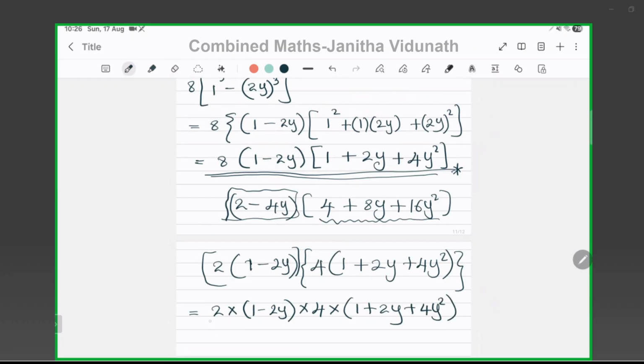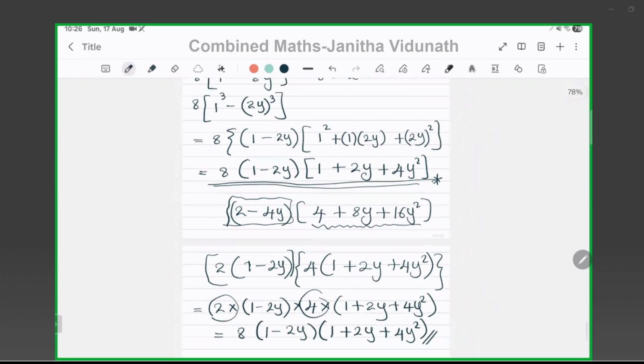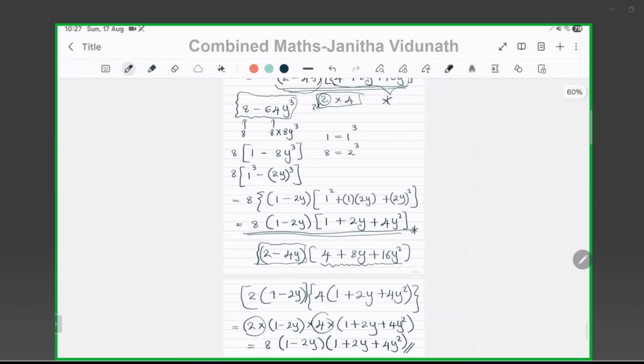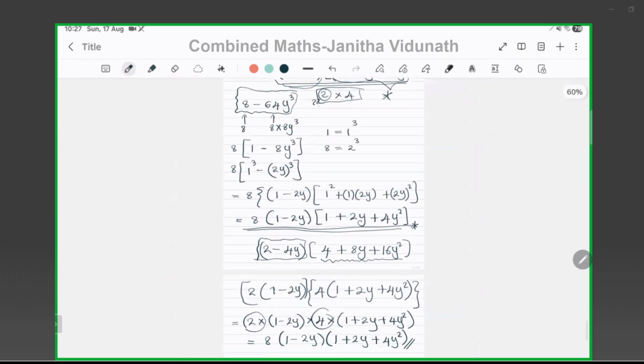Then we know that 2 times 4 is 8. Then we can have our final answer: 8 times (1 minus 2y) times (1 plus 2y plus 4y squared). I will give 1 minute to write down this result also.